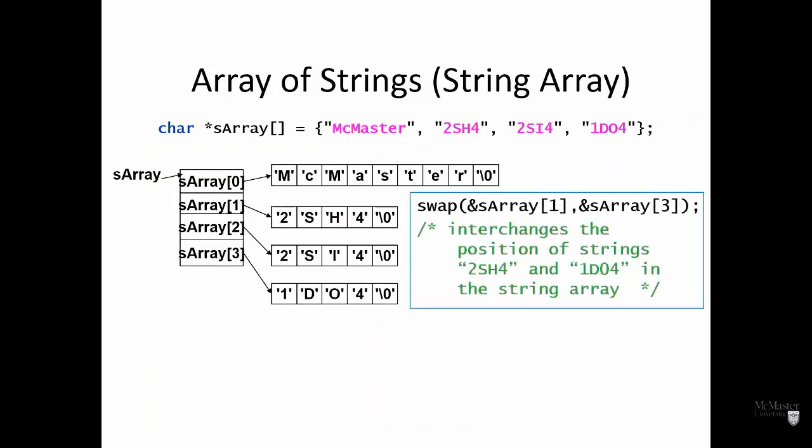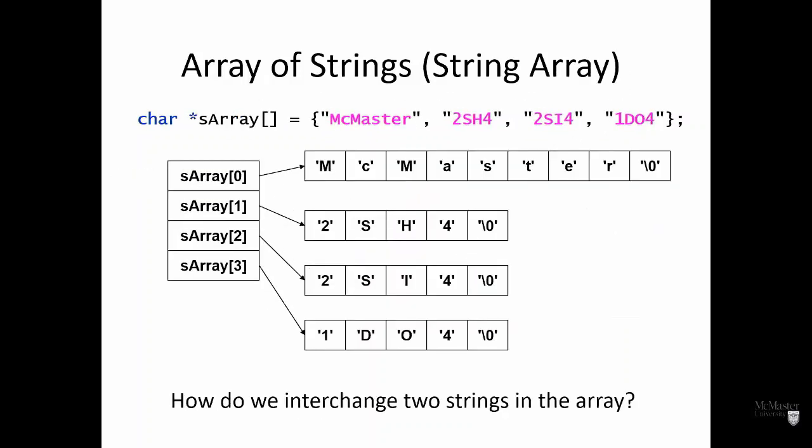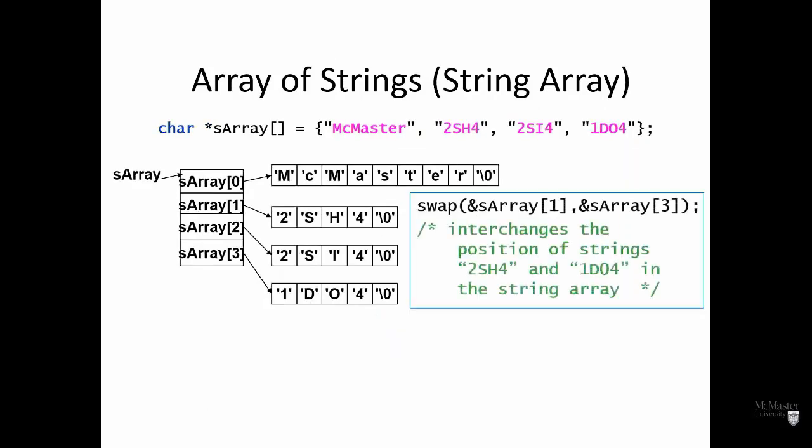So, assume this question is, how do we interchange or swap two strings in an array? If I'd like to swap the position of this thing and this thing, can someone mention how we do this easily using pointers? Just the logic, not the code itself.